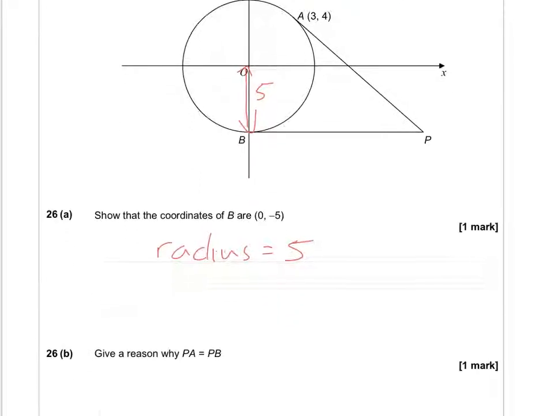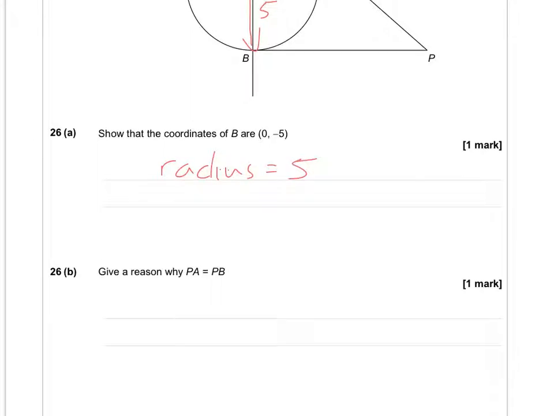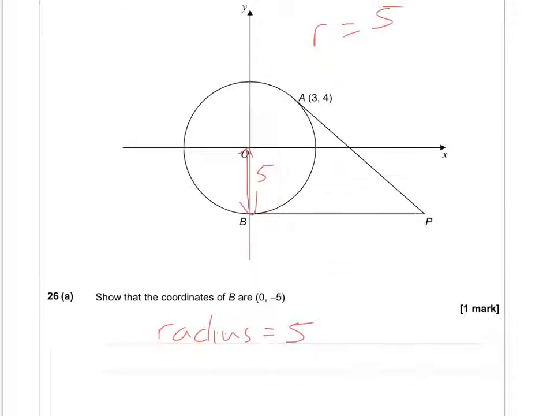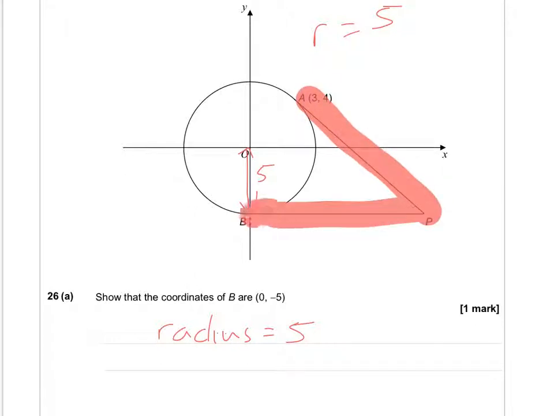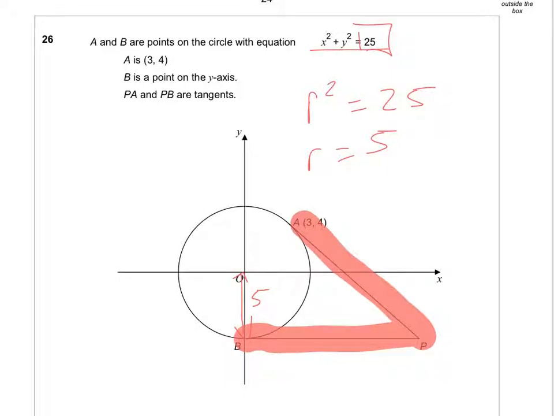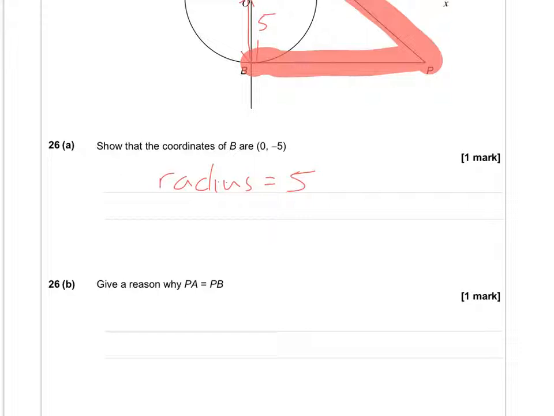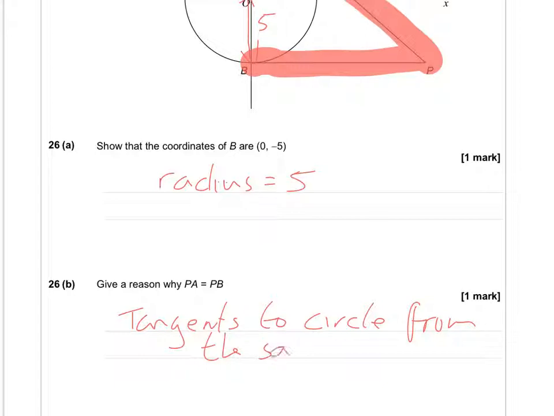The second part of the question is saying to give a reason why PA equals PB. In the question, it tells us that PA and PB are tangents, and because tangents from the same point are equal, that is a perfect explanation. So tangents to a circle from the same point are equal.